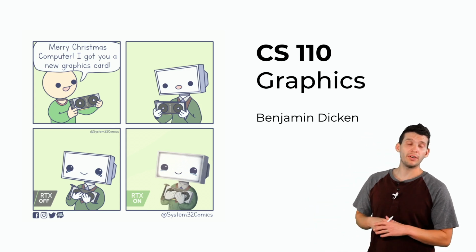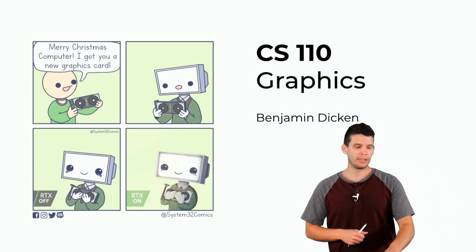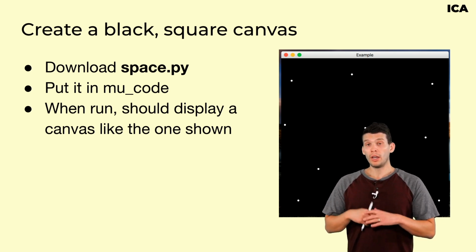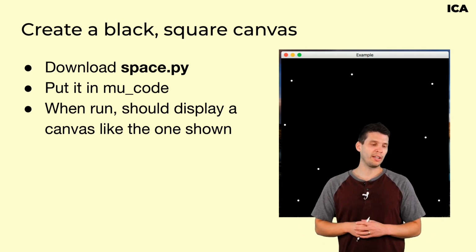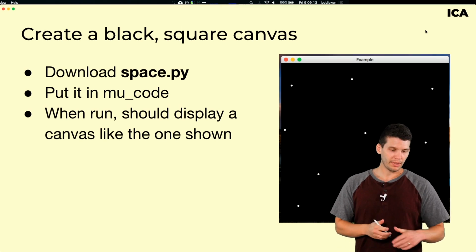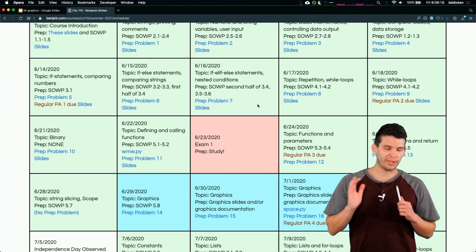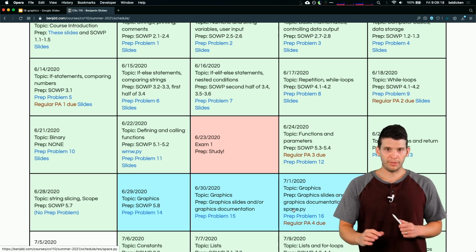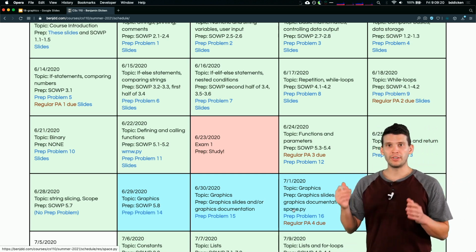Hi everyone, in this video I am going to talk about the graphics module. Now if you want to follow along with what I'm going to do in this video, you should go to the class website and make sure to download space.py. In particular, go to the schedule page, find that spot, and click on that to download it.